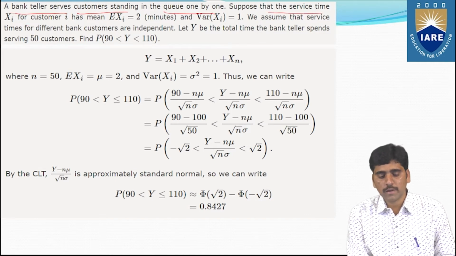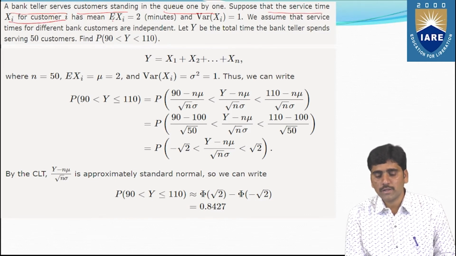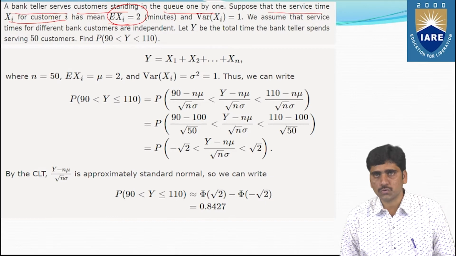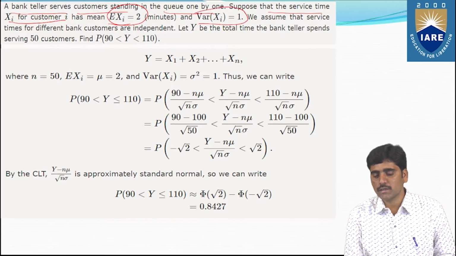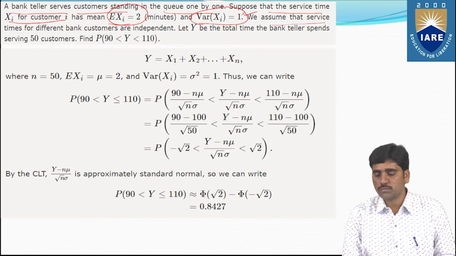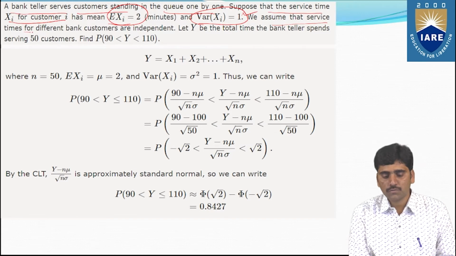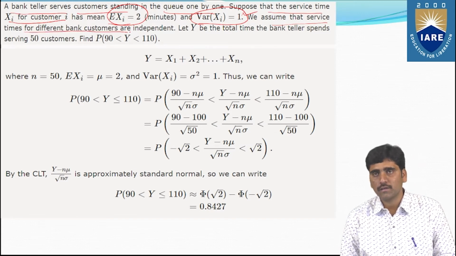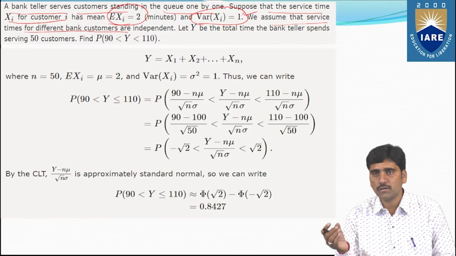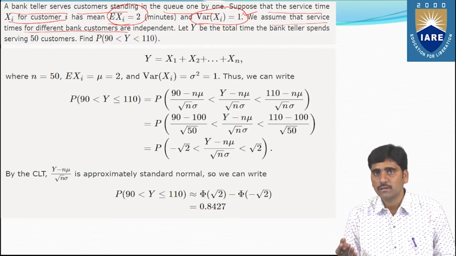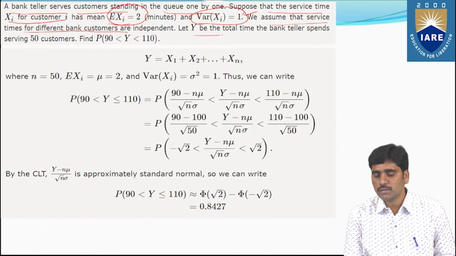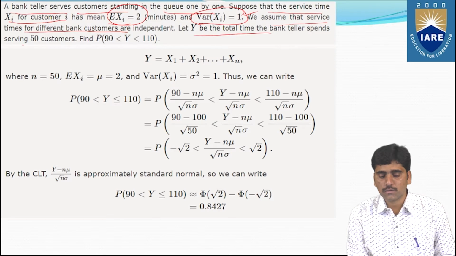Suppose that the service time Xi for customer i has mean E[Xi] equal to 2 minutes and variance of Xi equal to 1. We assume that the service times for different bank customers are independent. Depending upon the bank and bank timings, the customers are independent. Let Y be the total time the bank teller spends serving 50 customers.